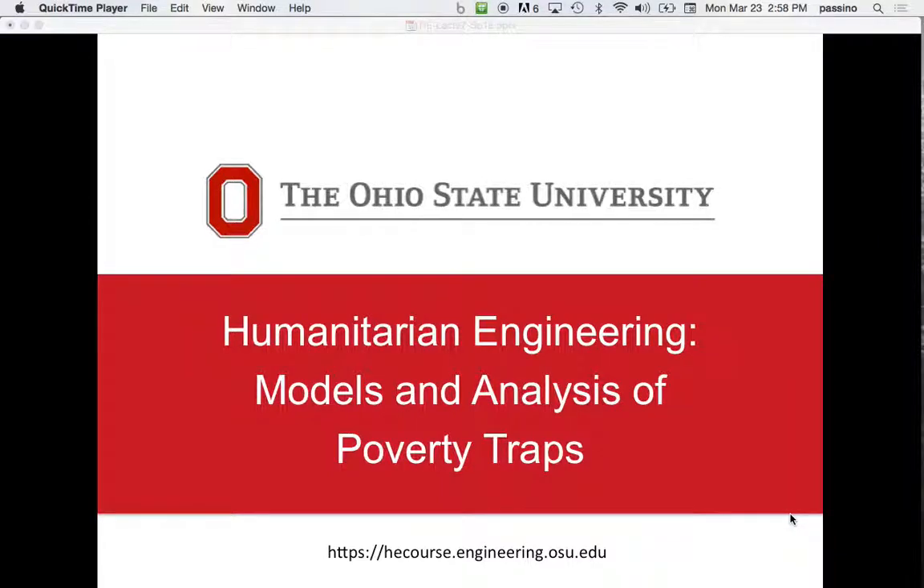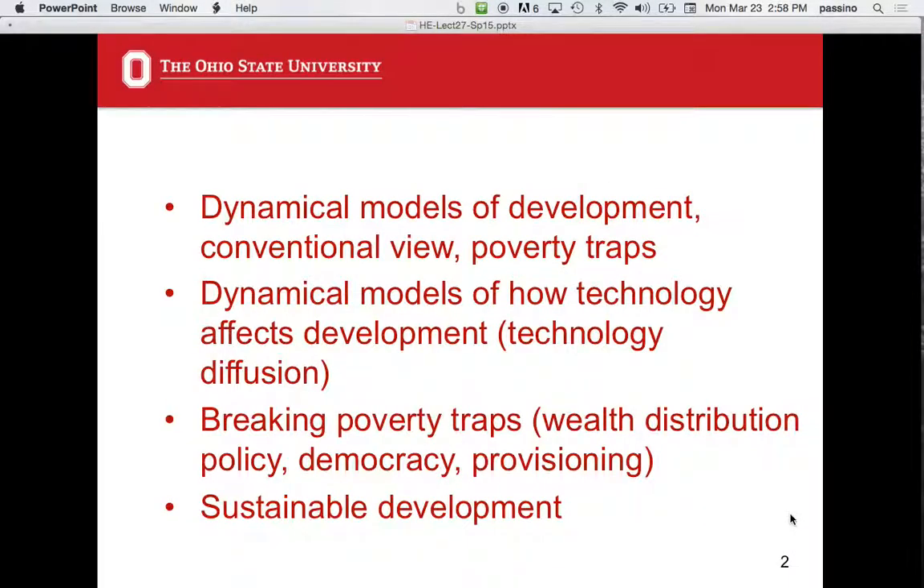To start, talk about models and analysis of poverty traps. This is going to require some understanding of dynamics, dynamical systems. In the classical way we understand dynamical systems in engineering, this comes from a field called quantitative development economics, okay? But as engineers, we can look at this and understand it very easily. So we're going to have dynamical models of development with a conventional view and with poverty traps.